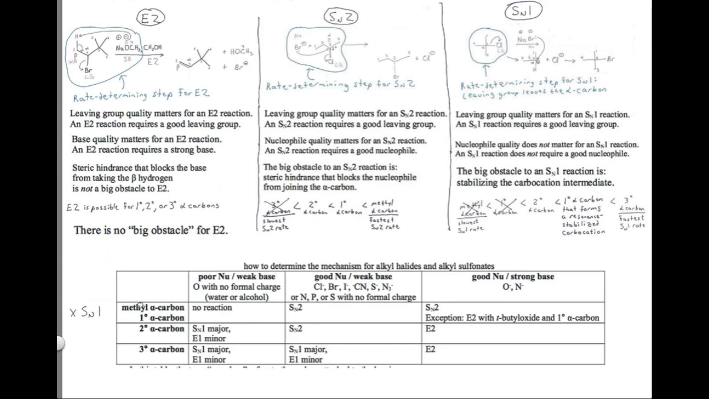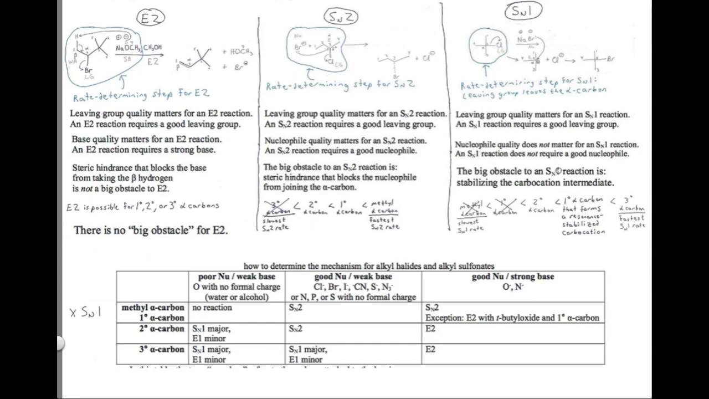Since we can't form a methyl or primary carbocation, we can't do an SN1 reaction with a methyl or primary alpha carbon. Remember that if the carbocation is resonance stabilized, that would be an exception to that pattern.